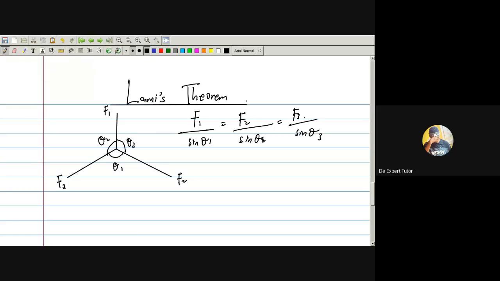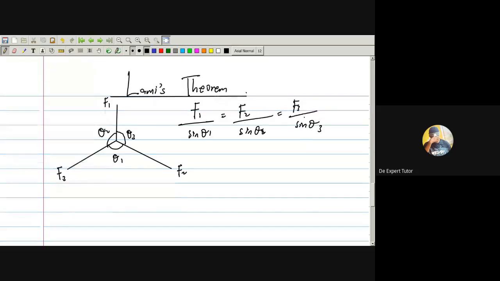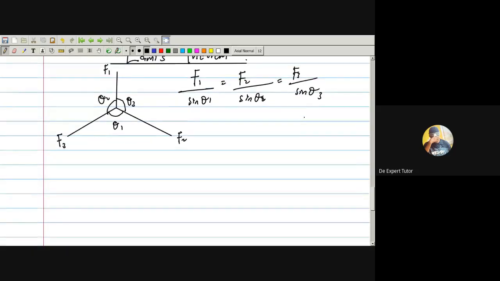Don't worry, we have different theorems that we can use. So this is what we call Lami's theorem. Just hold it down. I'll solve a question to make it clearer. Okay, let's look at something like this also.